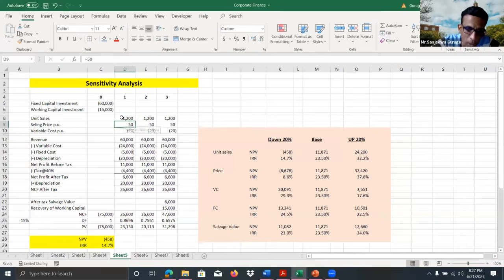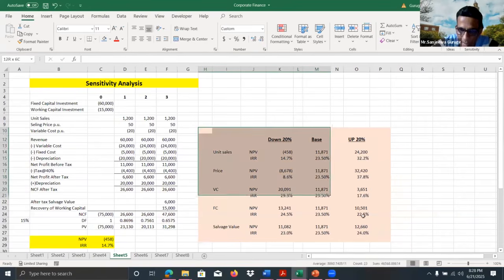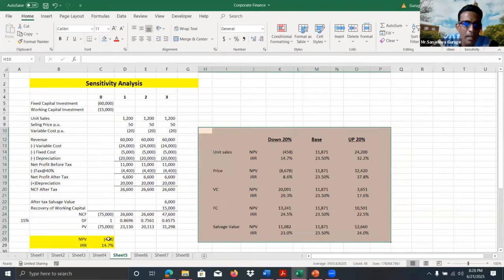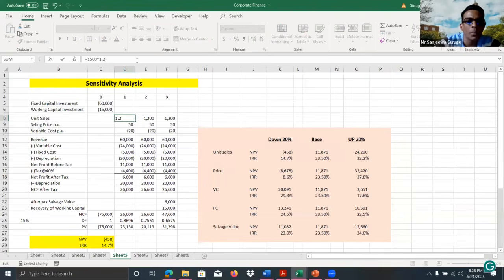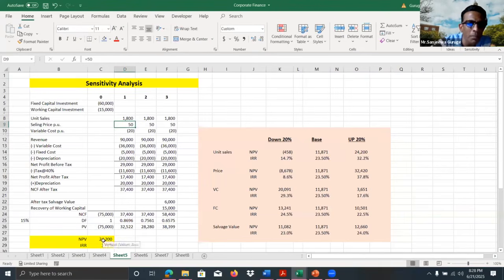If the unit sales decrease by 20%, what will happen? This will be the net present value. I have already included the results of this sensitivity analysis here, and this is how we get the answers. NPV will change to minus 458, IRR will change to 14.7%. Then we check if the unit sales increase by 20%. Again, we change only one cell and multiply by 1.2. NPV will be 24,200 and IRR will be 32.2%. That's what we need to do.